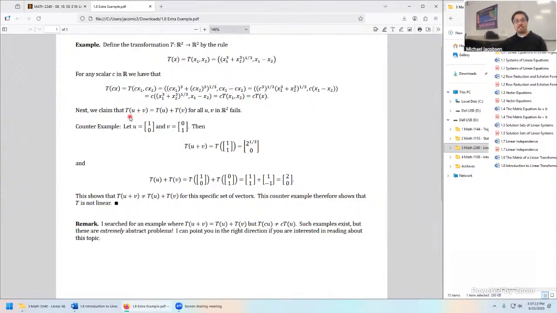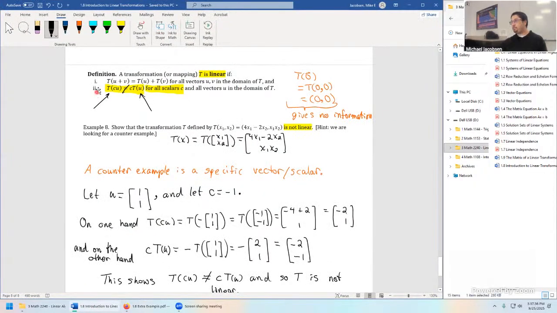However, T at u plus v equals T at u plus T of v, the first property of linearity, actually fails. This right here is a counterexample. If you take T at u plus v, you get to this result. But T at u plus T at v, work it through on the mapping carefully, and you get something different, 2, 0. So this one's unusual because it breaks property one, but property two holds.